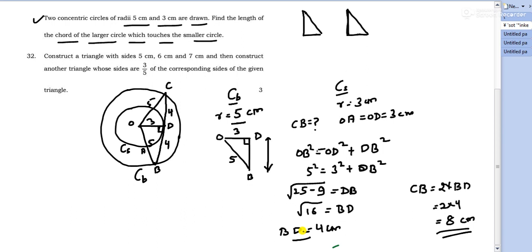Have you understood? It's very simple. Okay, the concept of which one? Yeah, trigonometry. No, we have not used trigonometry, we have used Pythagoras theorem. Okay, now moving to the next question. I hope you have understood this. Yeah, so let us see the next question now.